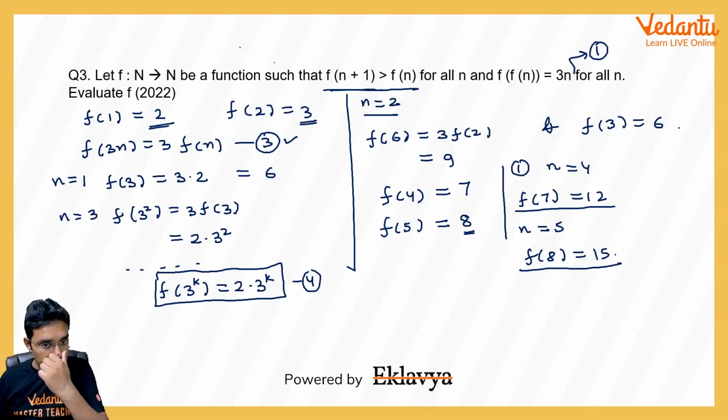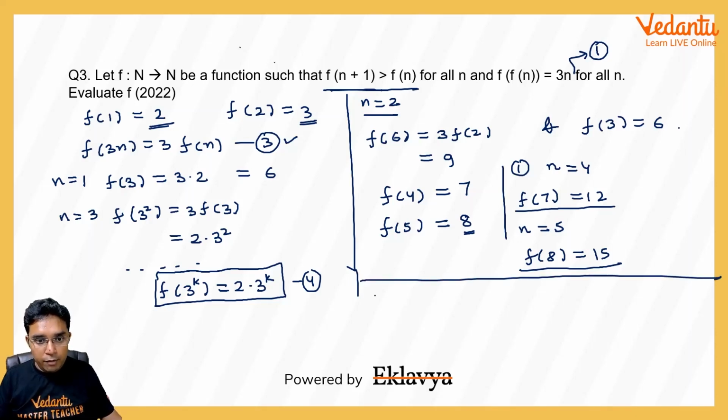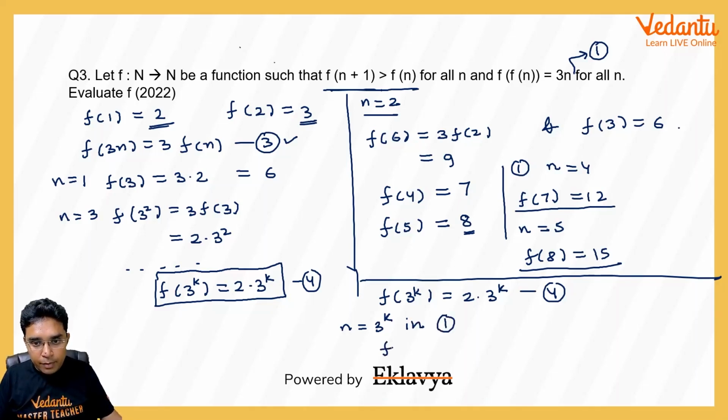Now please listen carefully to how we are going to do this. We have found already that f of 3 raised to the power k is equal to 2 into 3 raised to the power k. This is my equation number 4. Now if I put n is equal to 3 power k in equation number 1, I will be getting f of f of 3 power k, which gives f of 2 into 3 power k, and this will be equal to 3 into 3 power k. Let me call this equation number 5.